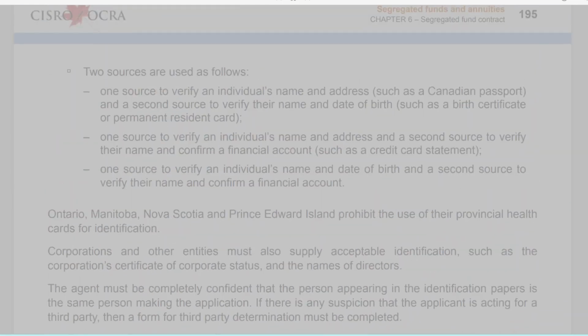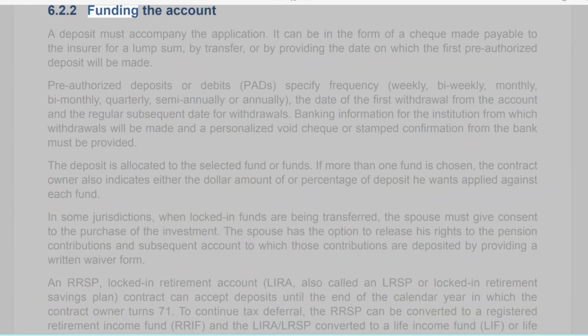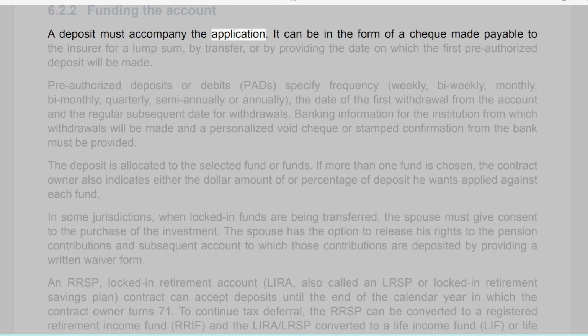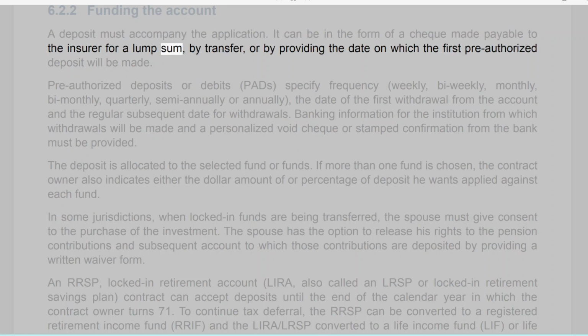Segregated Funds and Annuities, Chapter 6, Segregated Fund Contract, 195. 6.2.2 Funding the account. A deposit must accompany the application. It can be in the form of a check made payable to the insurer for a lump sum, by transfer, or by providing the date on which the first pre-authorized deposit will be made.